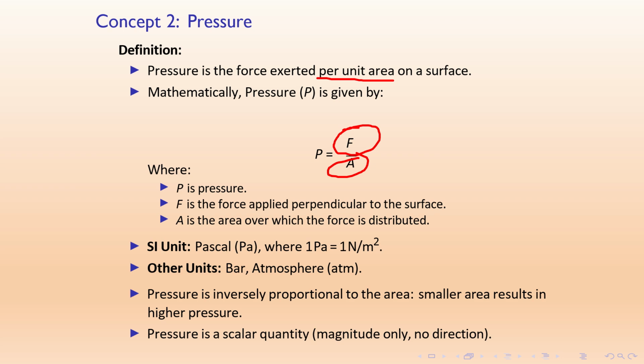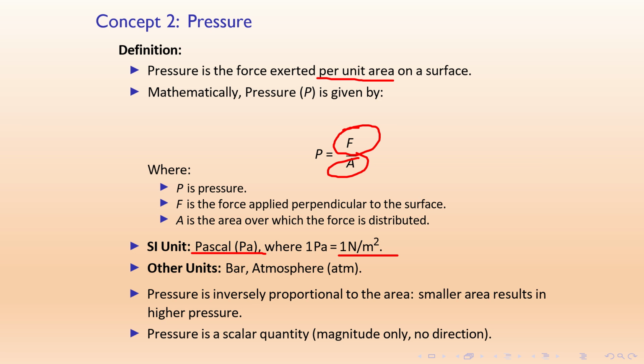Where P is the pressure, F is the force applied perpendicular to the surface, and A is the area over which the force is distributed. That means how much area it is taking when we are applying a force. Now coming to the units, the SI unit of pressure is Pascal, and its short form is Pa, where 1 Pascal is equal to 1 Newton per meter square.